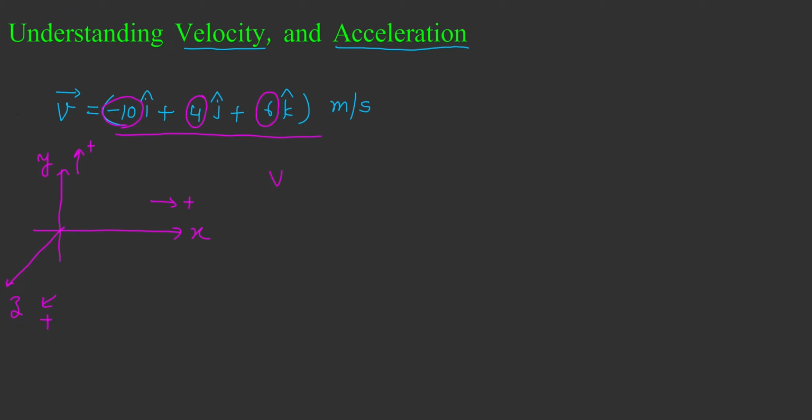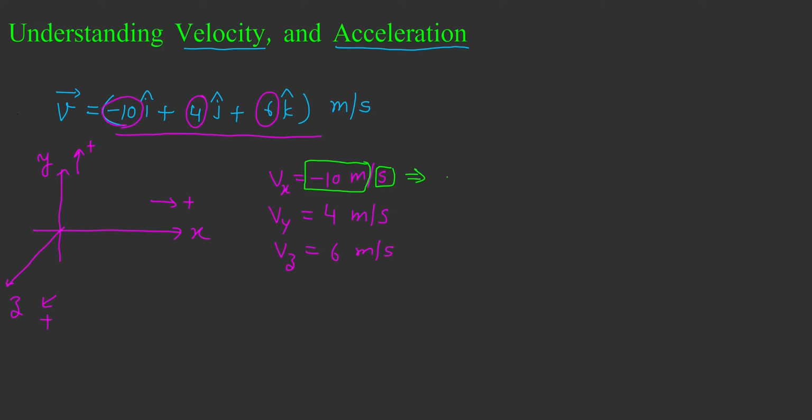So here, seeing this equation, you can write that the x component of the object's velocity is minus 10 meters per second, the y component of the velocity of the object is plus 4 meters per second, and the z component of the velocity of the object is 6 meters per second. Now look at the different velocity components here. So Vx is minus 10 meter per second. It is made up of two parts, minus 10 meter and 1 second.